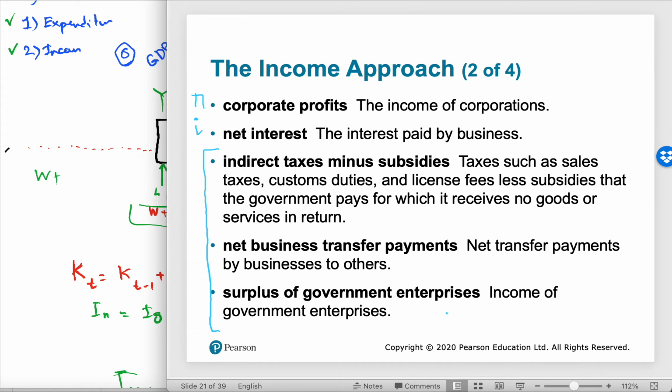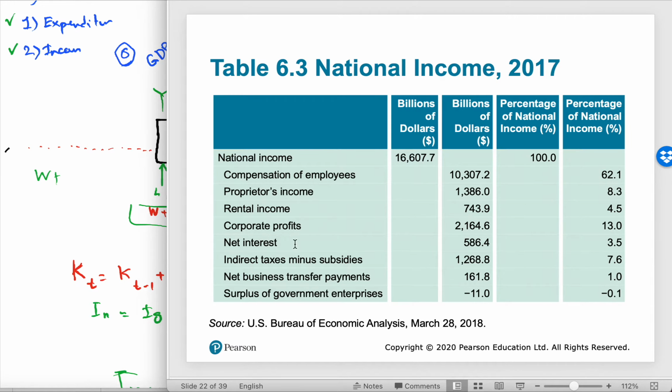And surplus of the government enterprise. Income of the government enterprise may also run on a financial basis. Like they might build a power plant, and although they have collected tax to build that, the enterprise is making some profit and generates income. This income goes to the government budget, and hence it's considered as surplus of government enterprise. So altogether it is reflected in the income approach.